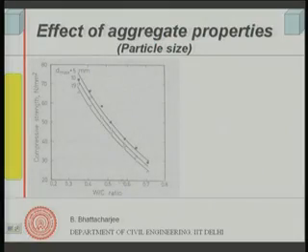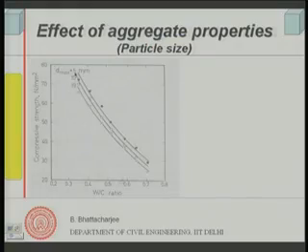What about the size of the aggregate? It has been observed that for high MSA, strength is lower. For example, this diagram shows water cement ratio versus compressive strength. When you have 5 millimeter maximum size of aggregate, its strength is higher. Even 10 millimeter, it is somewhat lower. For the same water cement ratio, take any water cement ratio, and at 19 mm, it will be still lower strength. So, higher the maximum size of aggregate, d max, lower is the strength, that is the observation.